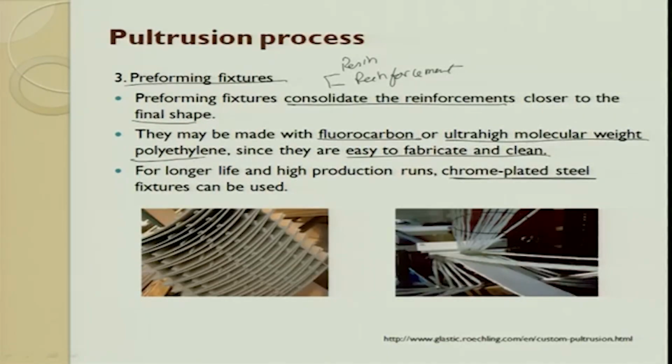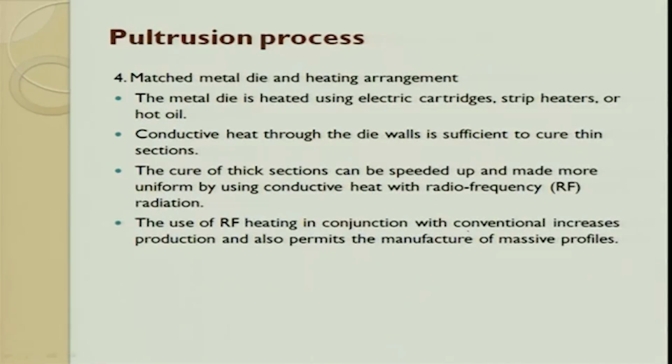You can see here the fibers coming in and the resin bath, and then the fibers, these are the fibers which go out of it. So, you can have a chrome plated one or a polymer one. In the pultrusion process, here the matched metal die and the heating arrangement is given.